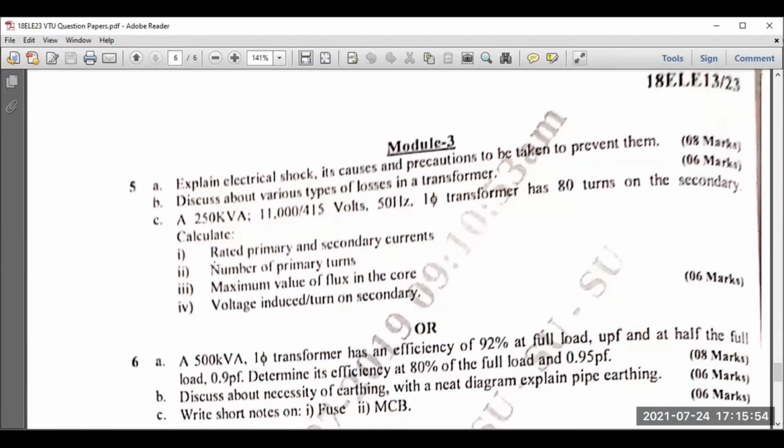You are asked to compute the following parameters: rated primary and secondary current, number of primary turns, maximum value of the core flux, and voltage induced per turn on the secondary. So let us work this out. It is a simple problem and you can score complete marks from this particular section.